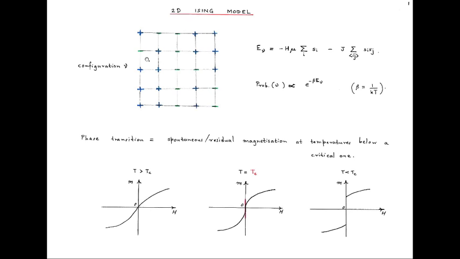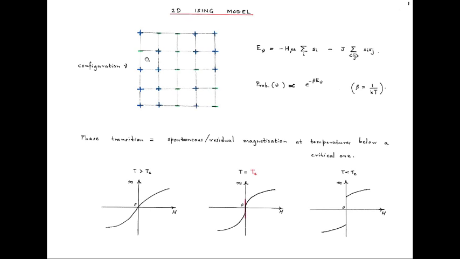And for any configuration nu like this, we have a corresponding energy which is minus h times the sum over all the spins, minus J times the sum over all nearest neighbor bonds ij, Si Sj. So here h is the external magnetic field and J is this coefficient for nearest neighbor pairs.